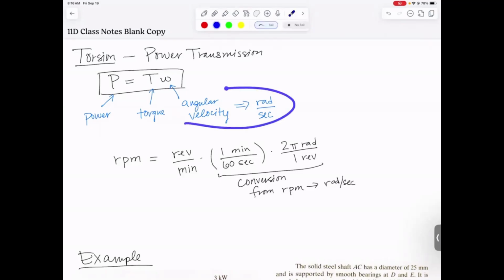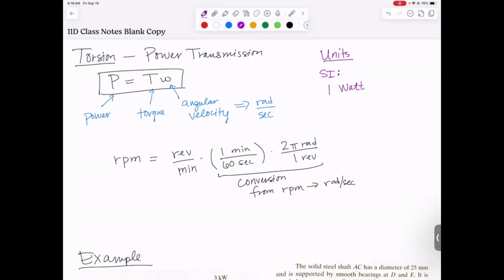Once we have our angular velocity in radians per second, we'll multiply it by our torque, which for SI units, here's what power is going to look like. Power is a watt in SI units, and a watt is 1 Newton meter per second. So you see how that'll work out? Since if our torque has units of Newton meters and our angular velocity has units of radians per second, we think of radians as being like a dimensionless thing. We will end up with Newton meters per second. There's no additional conversion needed.